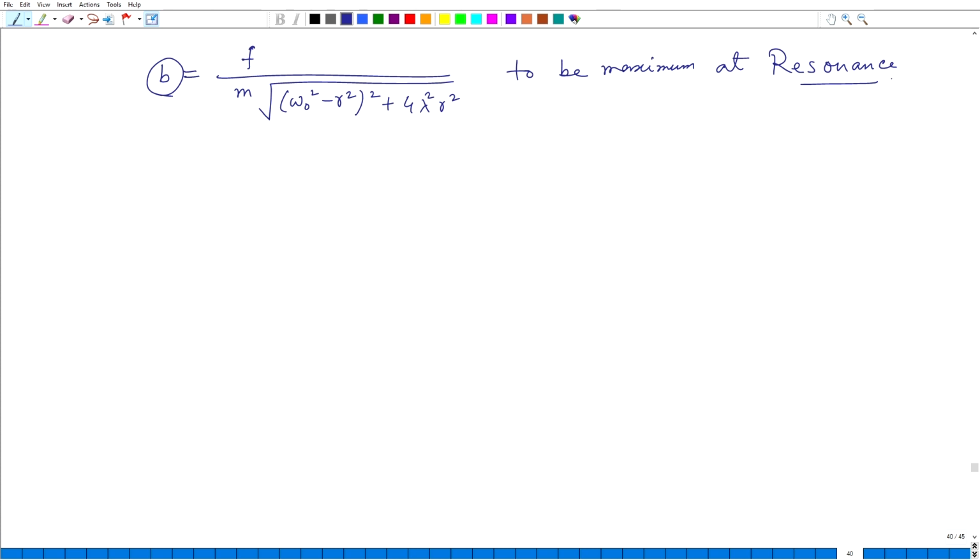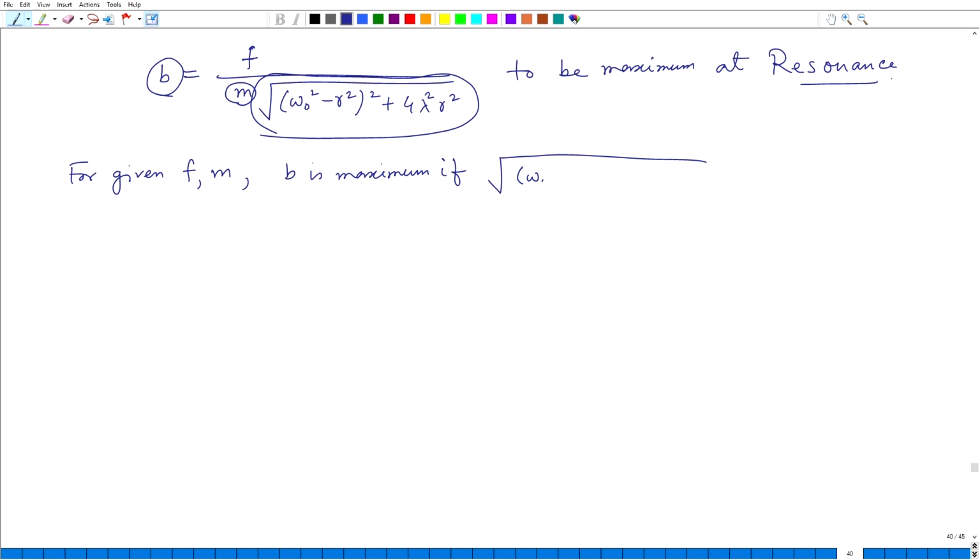somehow if this is fixed, the amplitude of the f, and if this is fixed, this is the mass of the oscillator, then of course, we have to play with this factor, and we know for given f and m, which we cannot change, okay, B is maximum if root over omega 0 square minus gamma square whole square plus 4 lambda square gamma square is minimum.